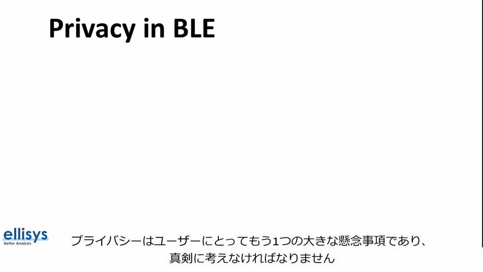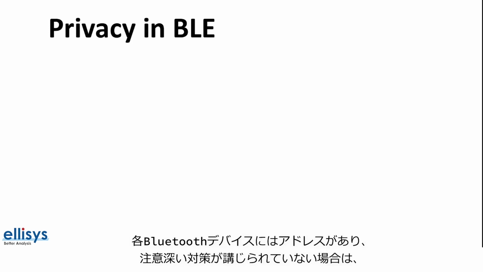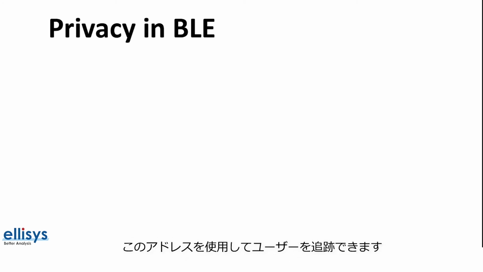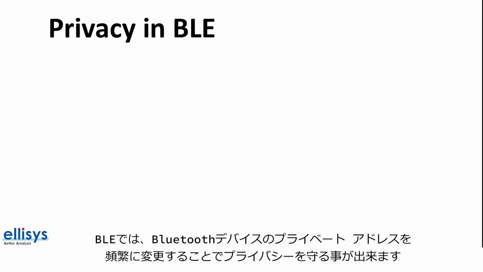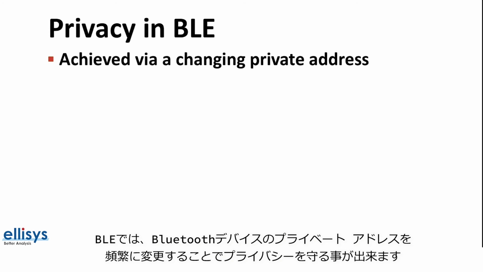Privacy is another major concern for users, and it has to be taken seriously. Each Bluetooth device has an address, and if no careful measures are put in place, this address can be used to track users. Fortunately, BLE provides a privacy feature to safeguard against such vulnerabilities. Privacy is addressed in BLE via a frequently changing private address of the Bluetooth device.